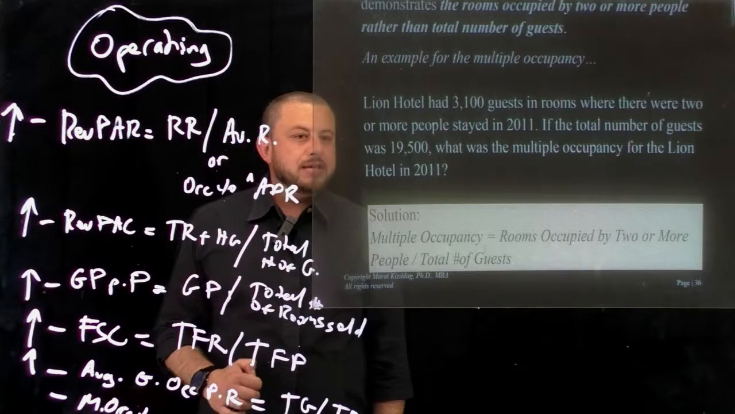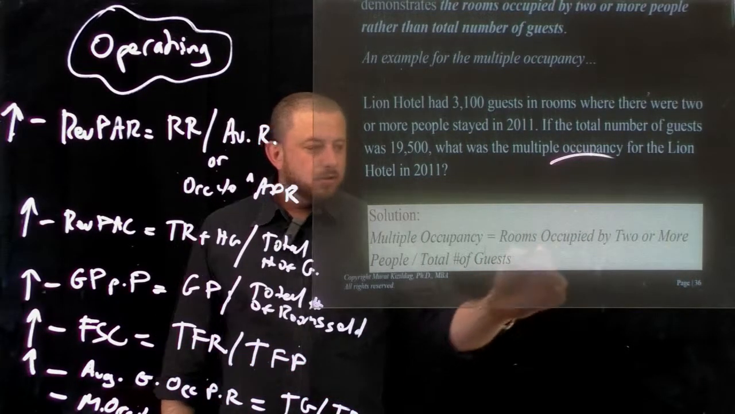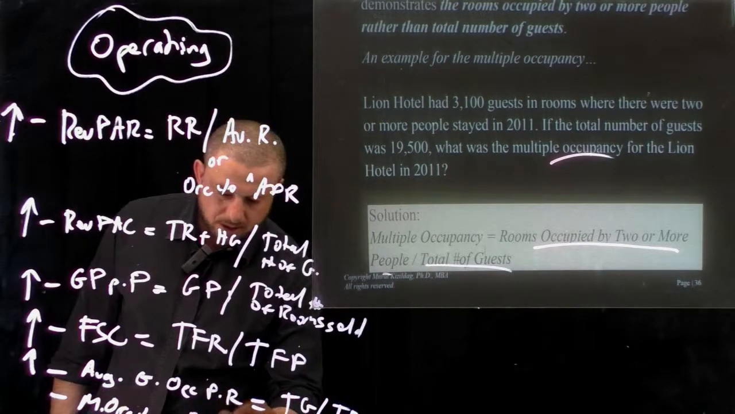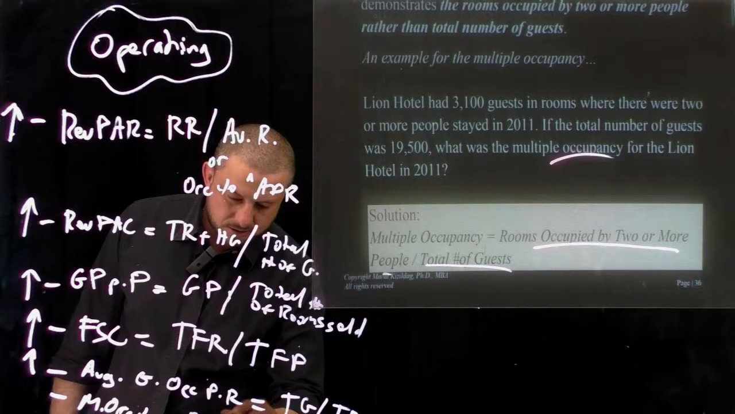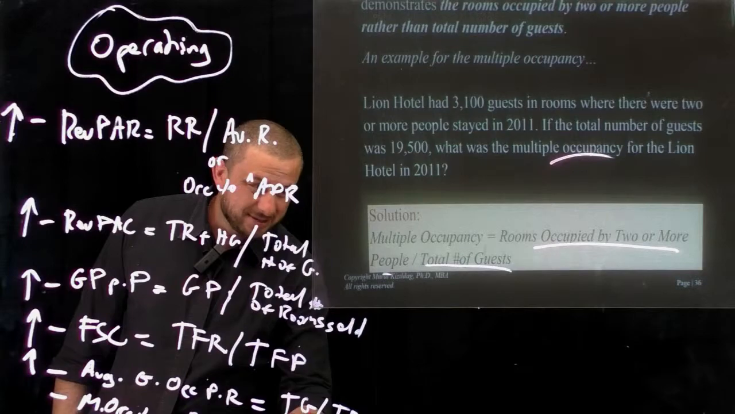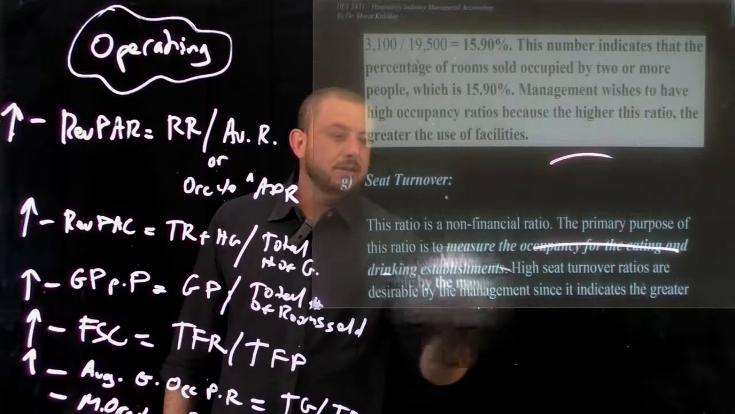If the total number of guests was 19,500, what was the multiple occupancy for the Lion? Rooms occupied by 2 or more people over total number of guests. Rooms occupied 2 or more. Let me just put it like this. I know it doesn't make sense, but total number of guests, TG again. So let me take a look at this.